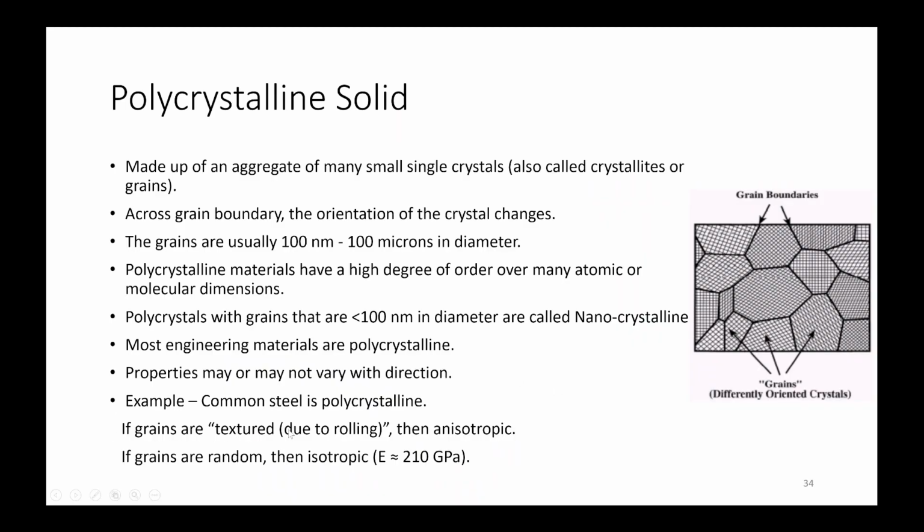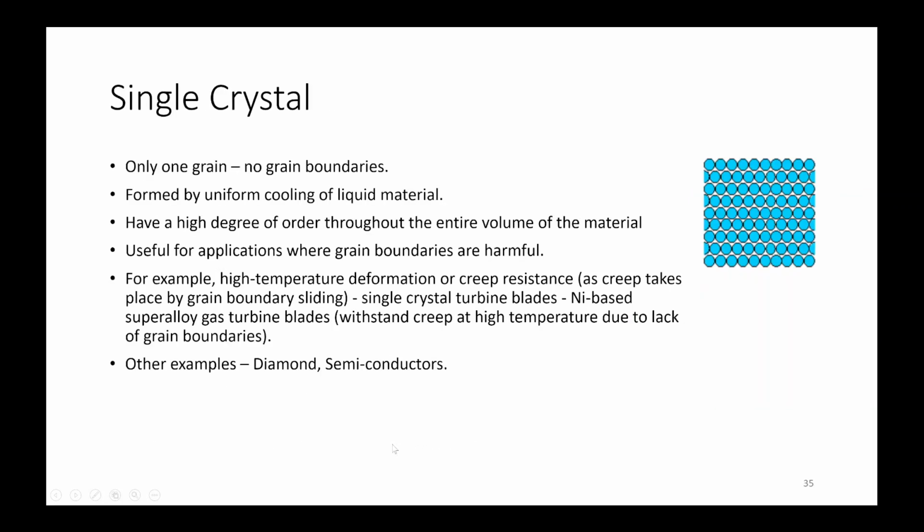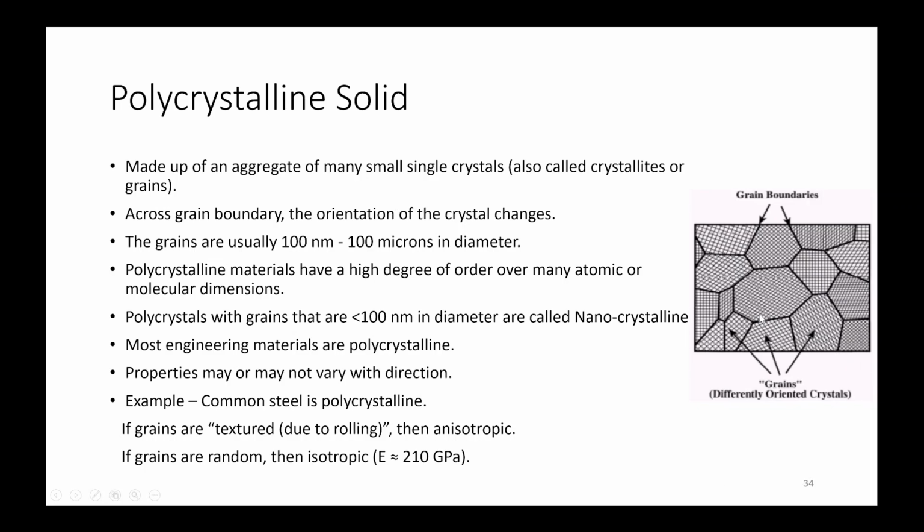Okay, so if grains are textured due to rolling, then it will be anisotropic, and if grains are random, then it will show isotropic properties. So in all directions, your elastic modulus or your tensile strength will be equal. This is what your polycrystalline solid looks like. These are the grains and these boundaries are grain boundaries.